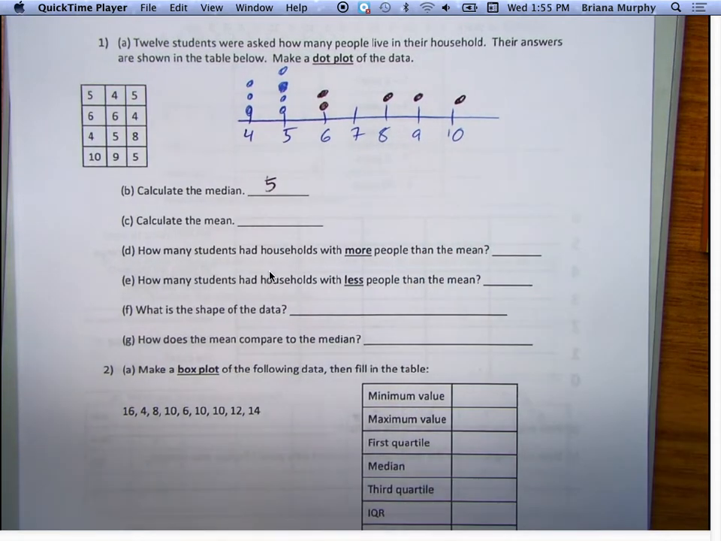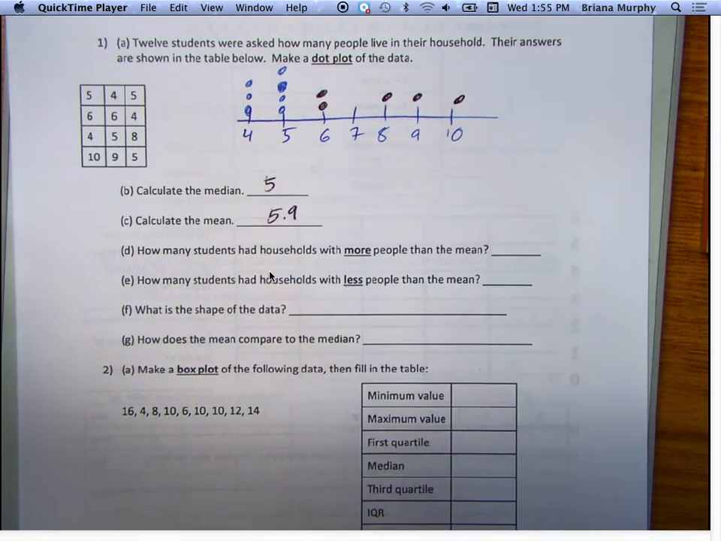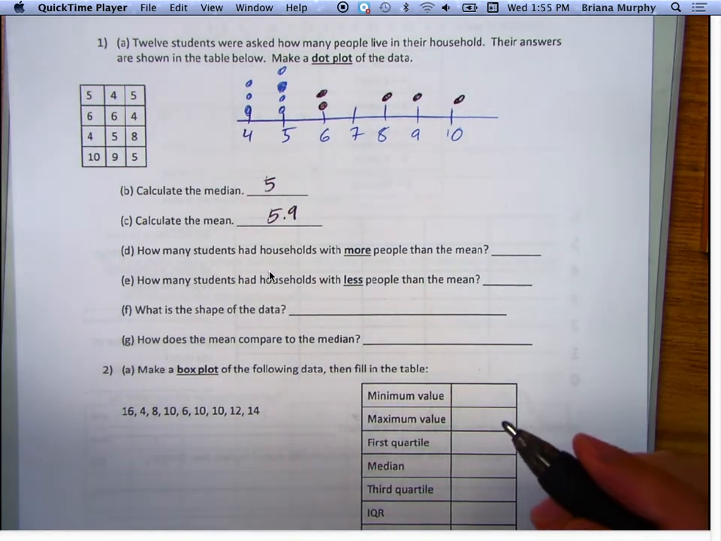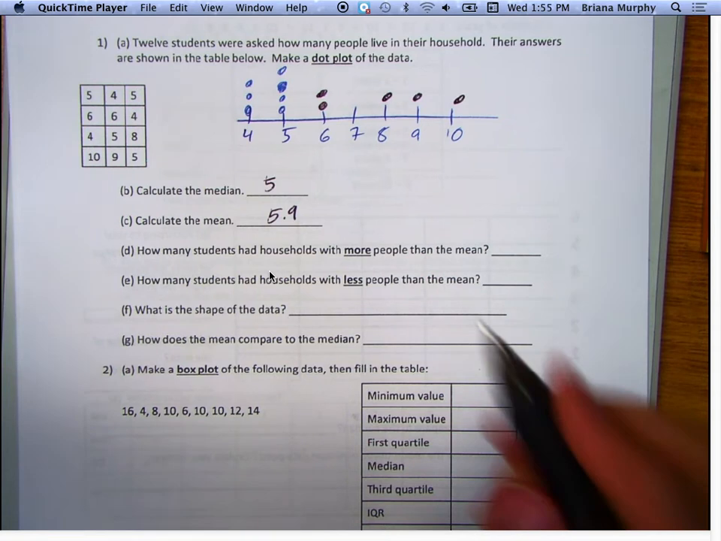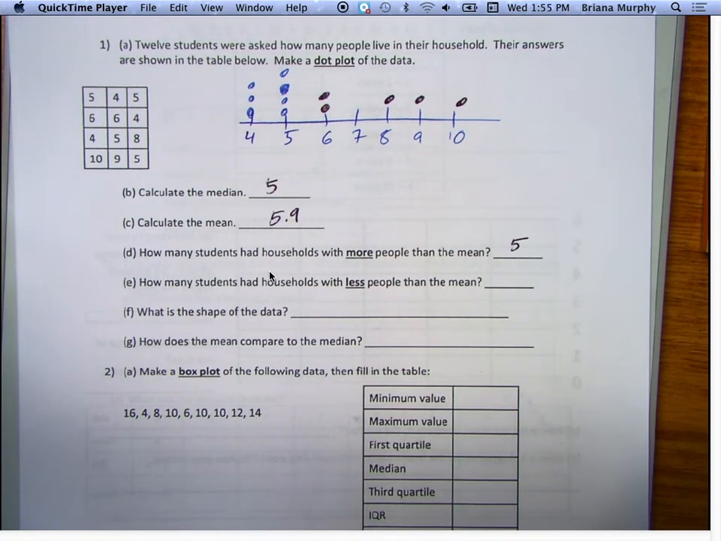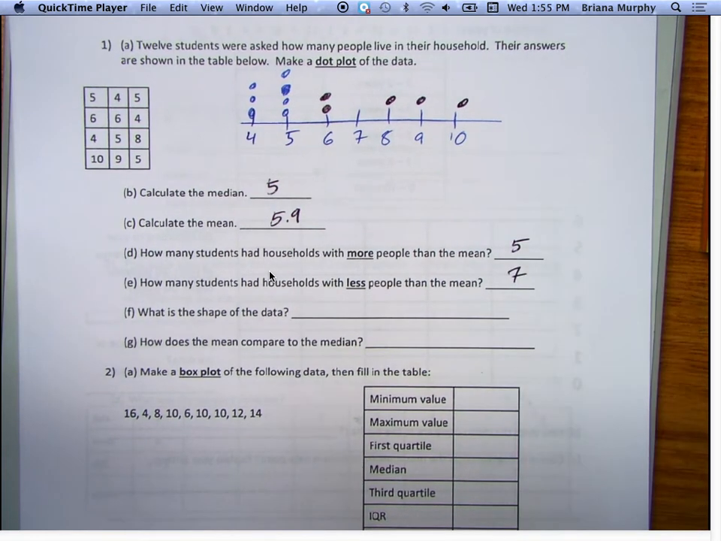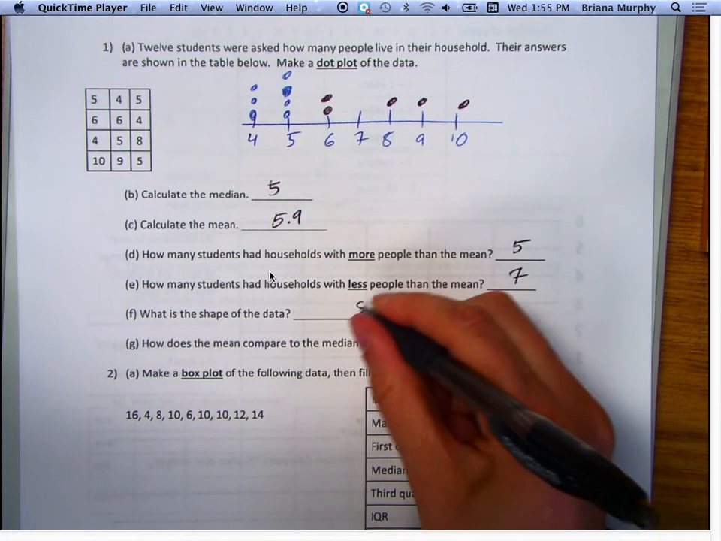Your mean, we add them all up, divide by how many there are, we get 5.9. I got 6. 5.9 is what I get. Okay. How many students had households with more than the mean? 5. How many students had less than the mean? 7. Which is why we don't want to round, because it would change those answers. Shape of the data, it is skewed to the right.